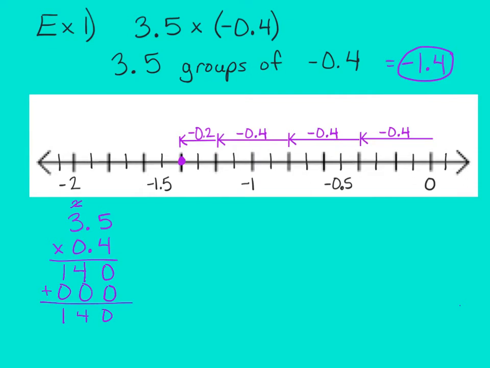Then I have to think about the decimals. I have 1 digit to the right of the decimal in 3.5. I have 1 digit to the right of the decimal in 0.4, so I should have 2 digits to the right of the decimal in my product. So 1.40, or we could write it with the negative in front since it should be a negative, negative 1.4, and we could place a 0, but it's not necessary. It would mean the same.